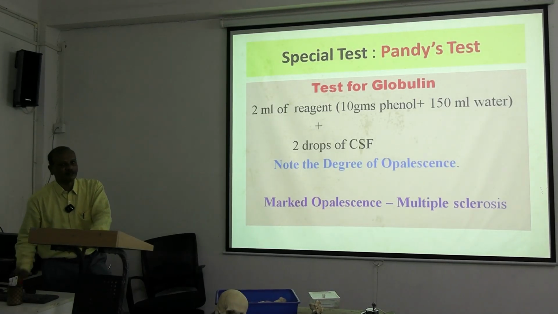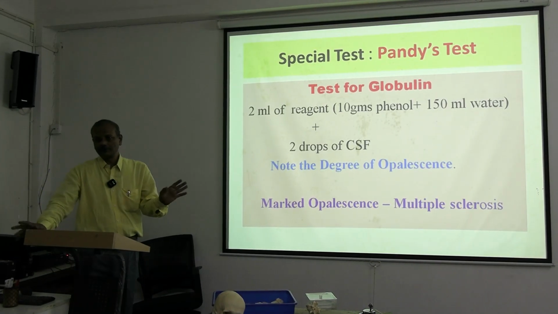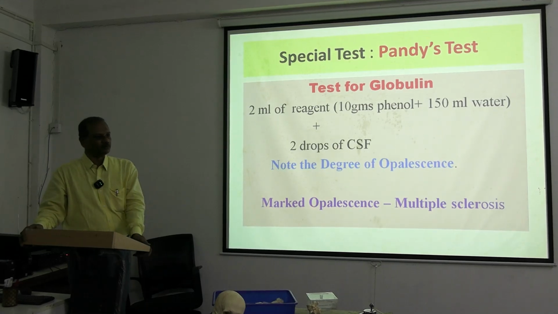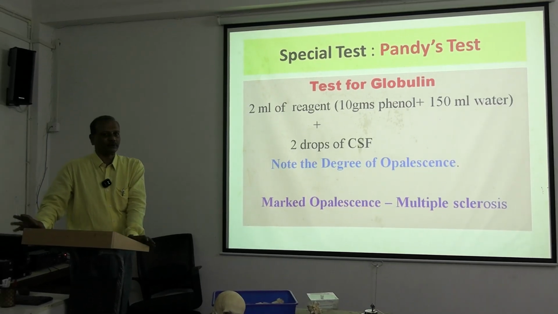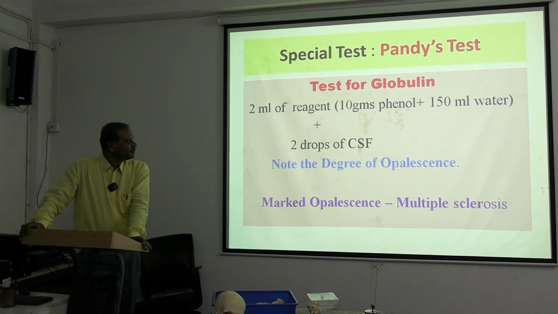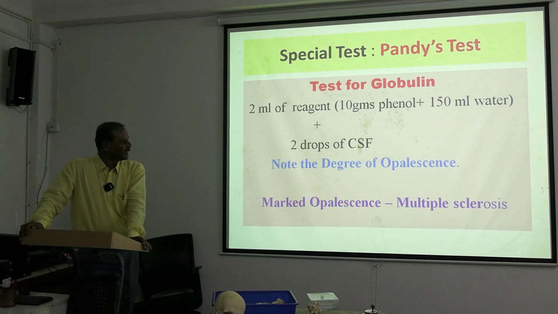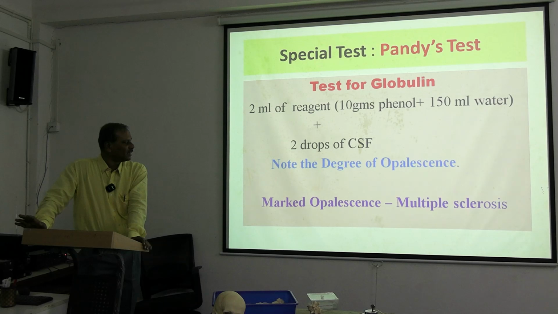Write down this one, special test. Those who answer will be answering a good question. What is the test for globulin? Pandey's test. It is a test for globulin. What is done? A phenol reagent is added. 2 drops of CSF are given, and the degree of opalescence is measured.